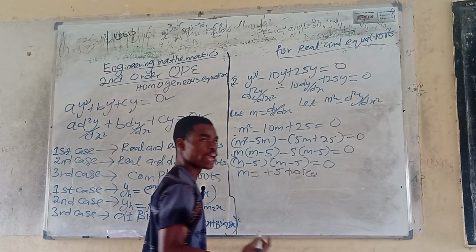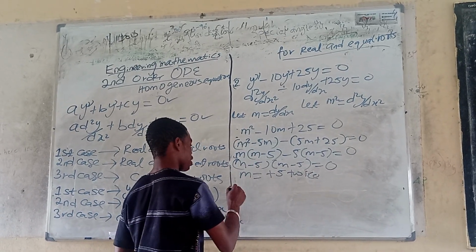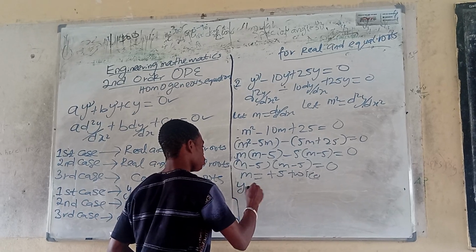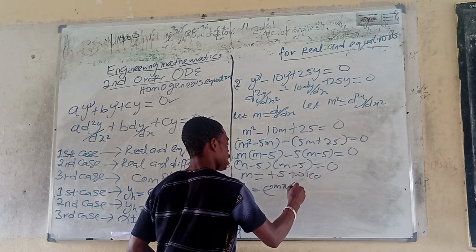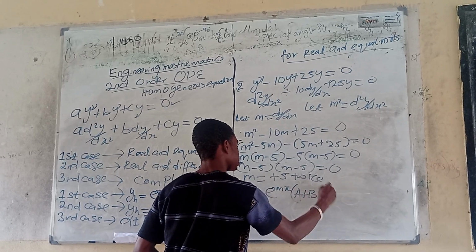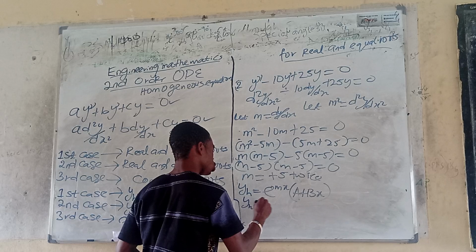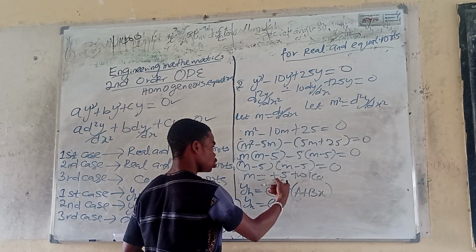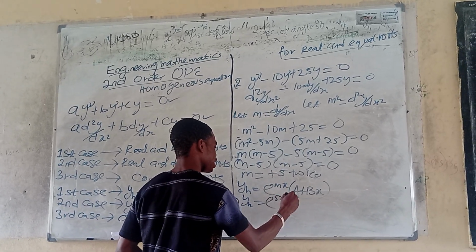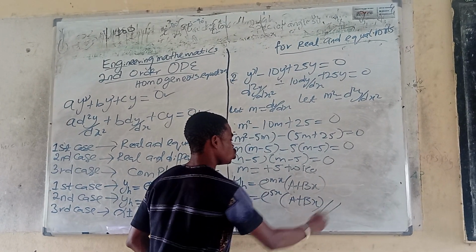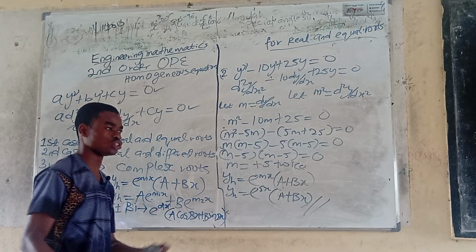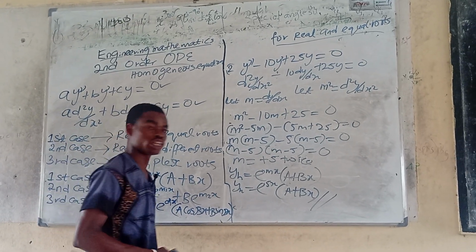So what's the form of writing real and equal roots? We have y homogeneous equals e to the mx times (a plus bx). So y homogeneous equals e to the, what's your m? 5x times (a plus bx). So this is your general solution to the question. Let's go ahead and solve another example.